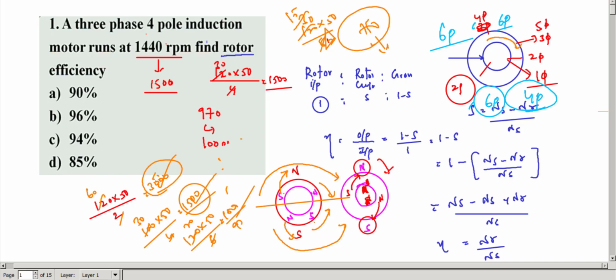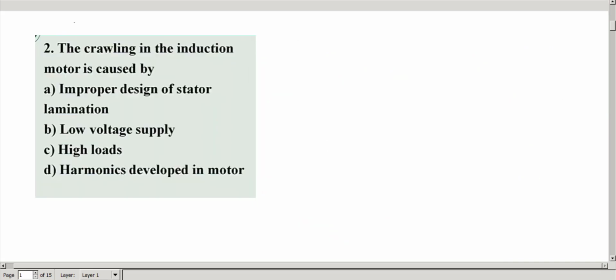Next question. Crawling. The next question is: crawling in induction motor is caused by what? Due to the harmonics, what are the consequences that occur due to harmonics?